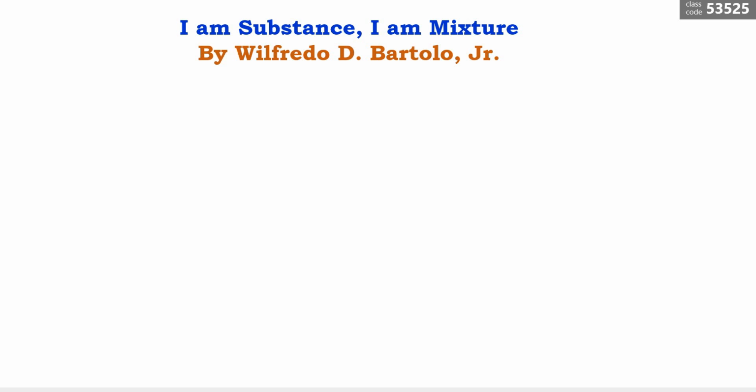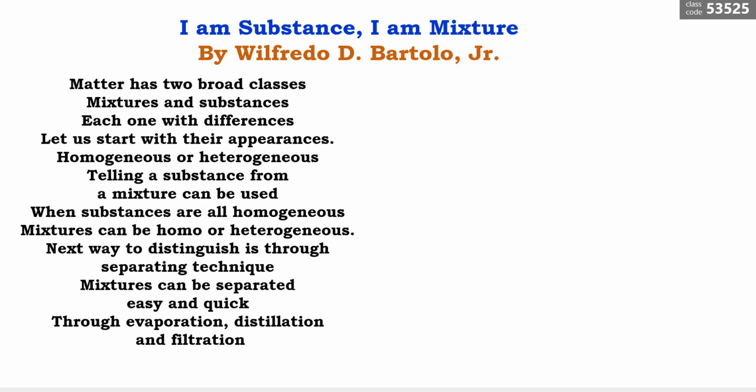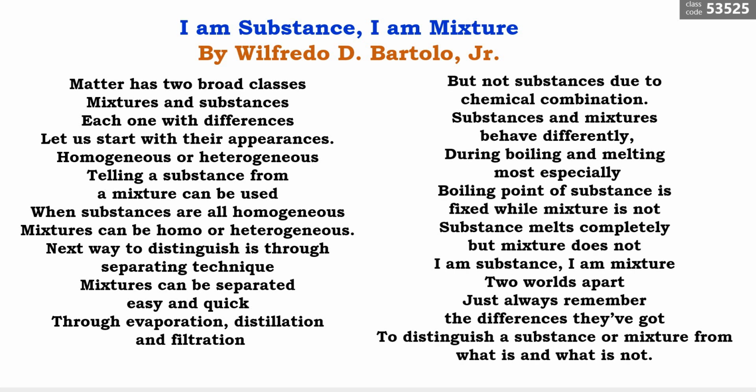I am substance, I am mixture. Matter has two broad classes, mixtures and substances, each one with differences. Let's start with their appearances. Homogeneous or heterogeneous, telling a substance from a mixture can be used. When substances are all homogeneous, mixtures can be homo or heterogeneous. Next way to distinguish is through separating technique. Mixtures can be separated easy and quick through evaporation, distillation, and filtration. But not substances due to chemical combination.